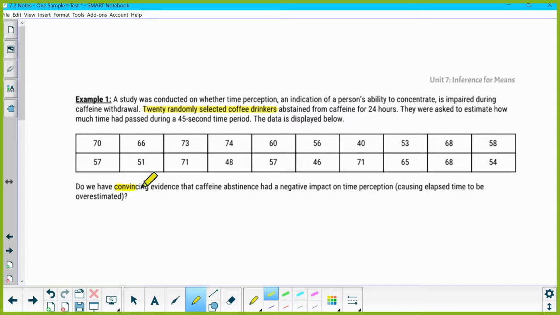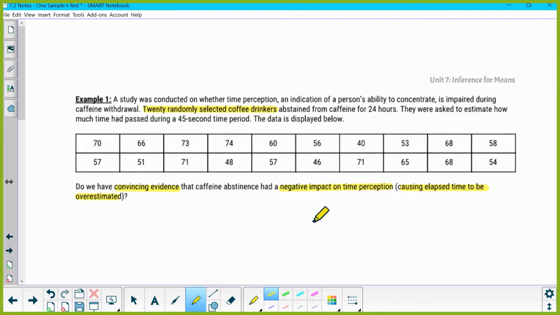Do we have convincing evidence, using a significance level of, that caffeine abstinence had a negative impact on time perception, which basically means, does it cause their time to be overestimated? And if there's ever something on the AP exam that they're not sure you're going to interpret correctly, they do usually provide additional information, like they think it's being overestimated, because someone could very easily think, well, a negative impact on time perception could mean that they're underestimating. They stated clearly they're thinking it's an overestimation.